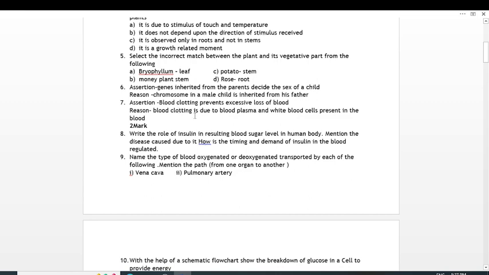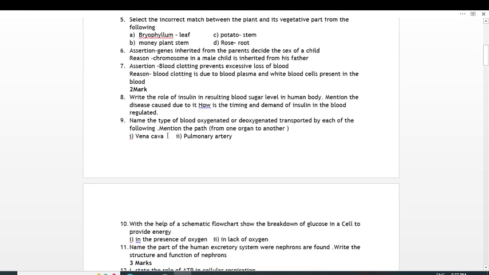Then the assertion, blood clotting prevents excessive loss of blood. That is correct. The reason they are telling, blood clotting is due to the blood plasma. That is wrong. So it is with the help of what? Platelets.